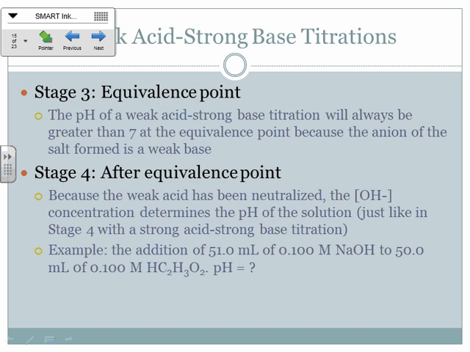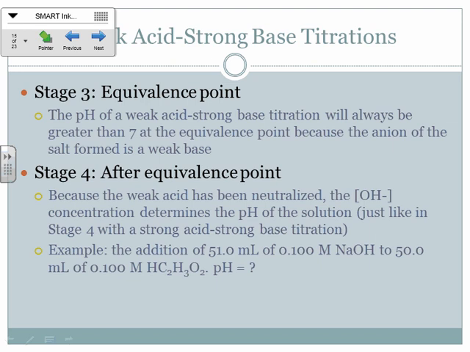The pH, we just talked about this, of a weak acid strong base titration is always going to be greater than 7, okay? Because what we are forming after we react the weak acid with the strong base, we're forming a weak base as a product of that reaction. So then that weak base is going to do weak base equilibrium and raise the pH of the solution a little bit, okay?